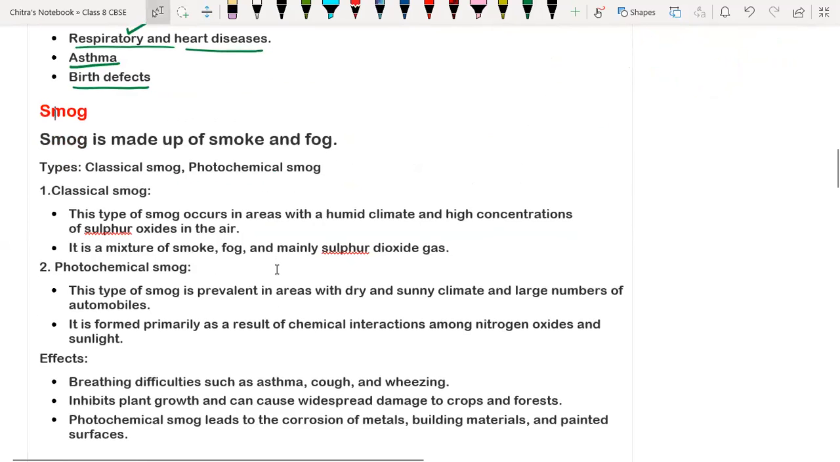Now, the next air pollutant we will discuss is smog. Smog is made up of smoke and fog. So we can say smoke plus fog equals smog.